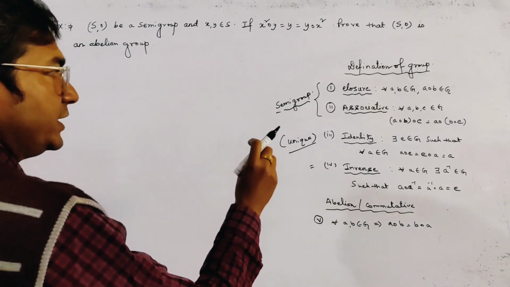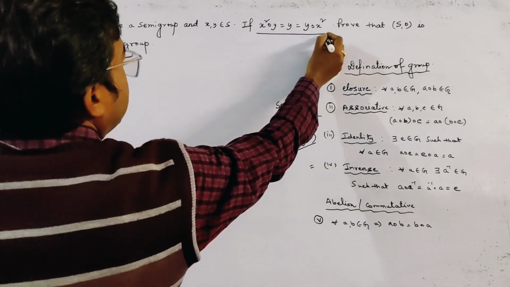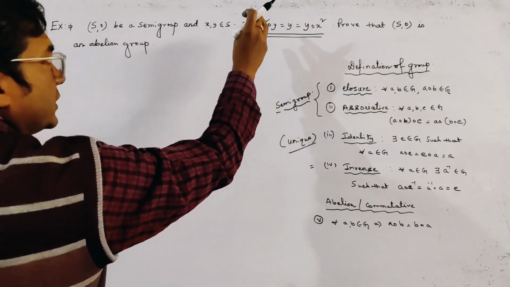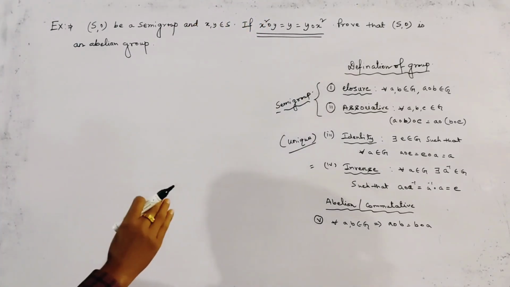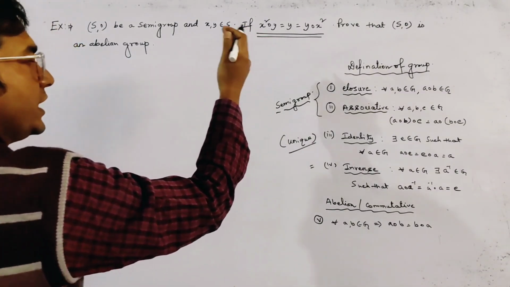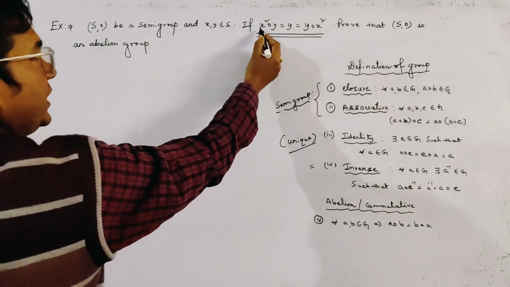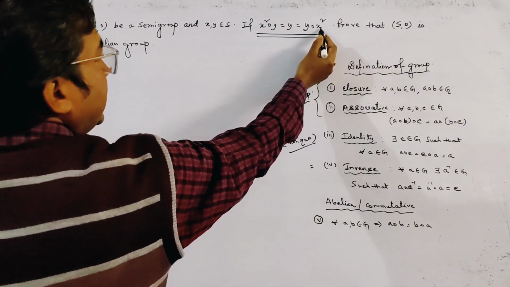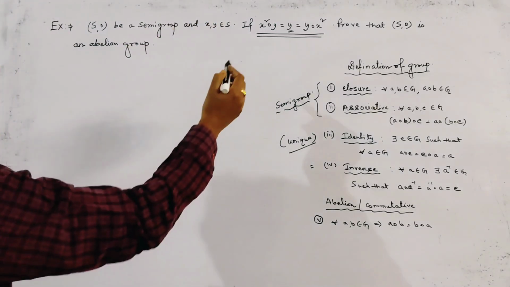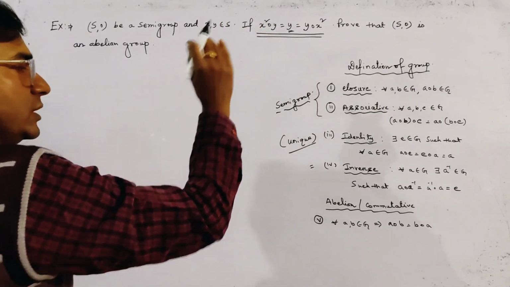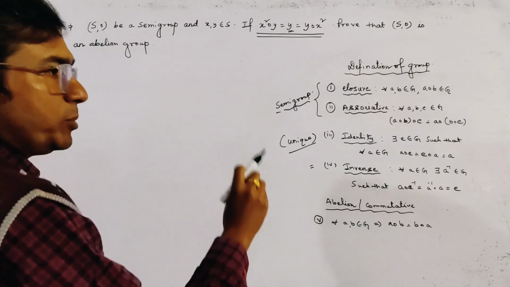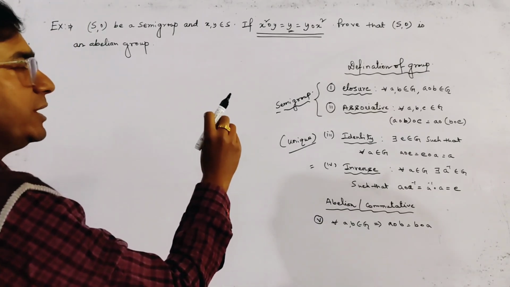To prove the identity property, it is clear from the given condition that x² works like an identity element. If we take this as e, since generally the identity element is written as e, then e ∘ y and y ∘ e become y for all y belonging to S. So it is clear that x² works like an identity element. Now we have to prove that this identity element is unique.